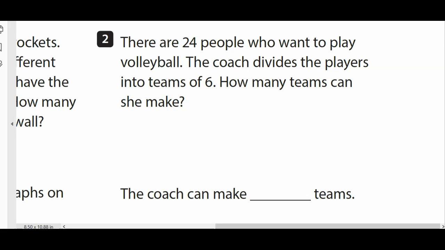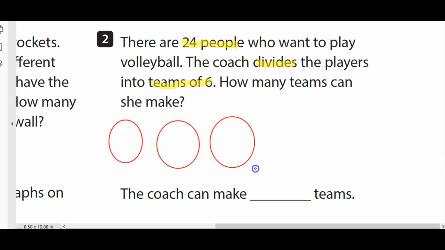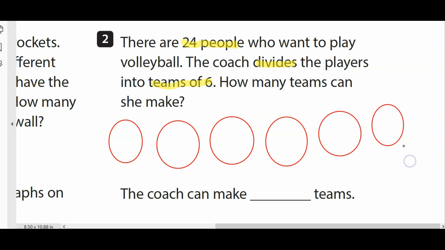There are 24 people who want to play volleyball. Do we know the total number of people that want to play volleyball? Yes. 24. You could highlight that if you want. 24 people want to play volleyball. The coach divides the players into 6 teams. So they tell us what to do already. What are we doing? Dividing. How many teams do we have? We have 6 teams. 1, 2, 3, 4, 5, 6. Okay, and do I know how many are going to be on each team?